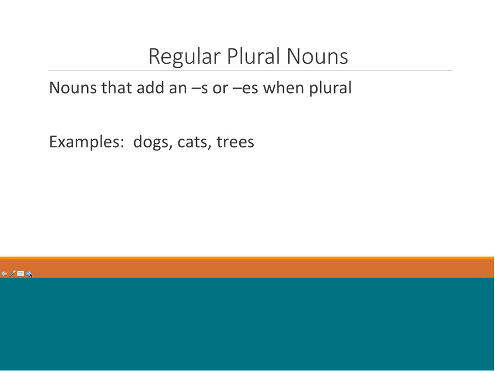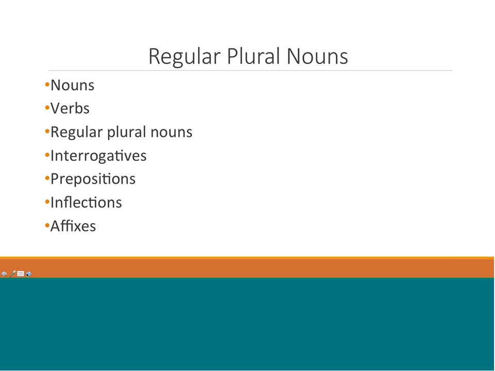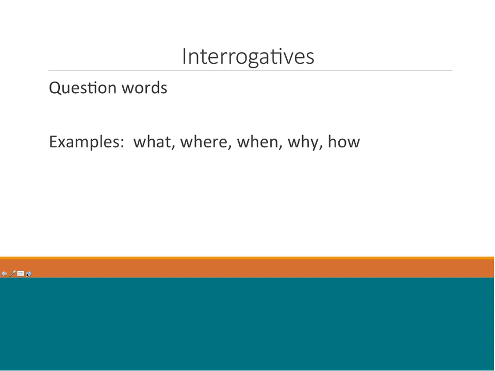All right, noun, regular, plural. I'm going to skip nouns and verbs, and we'll just go right to regular plural nouns. The regular plural nouns are just the nouns that add the S or the ES when they're plural, like dogs, cats, and trees. Interrogatives are those question words, like what, where, when, why, and how.